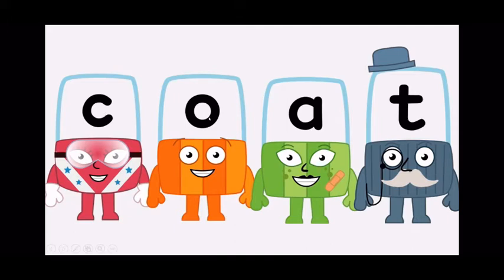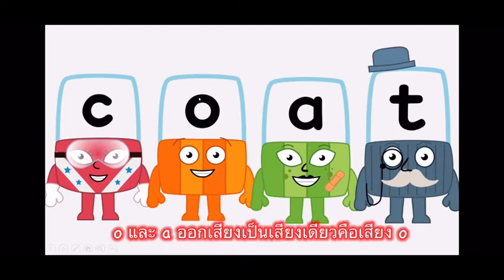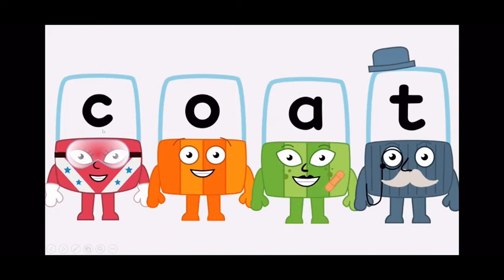Coat. C-O-A-T. Now the O and A are going together. Okay, they are together. It means they are near to each other. They stand side by side. So O and A has only one sound, and that is O sound. So you have to read it K-O-T. Okay, so everybody read K-O-T.